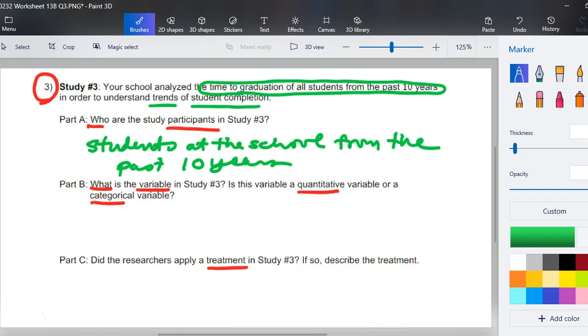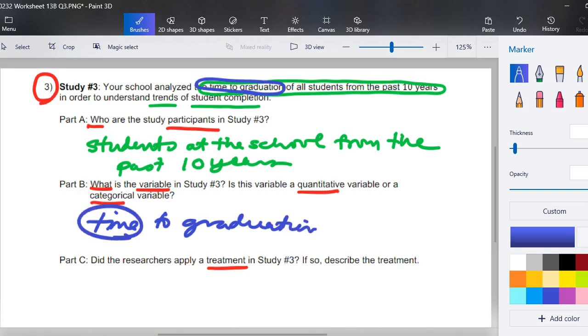Part B, what is the variable? The variable in this one is the time to graduation. And with it being time, that's numerical, so this is going to be a quantitative variable. We already knew the answer to part C, but we'll go ahead and play along here. Did the researchers apply a treatment? No, this is observational.